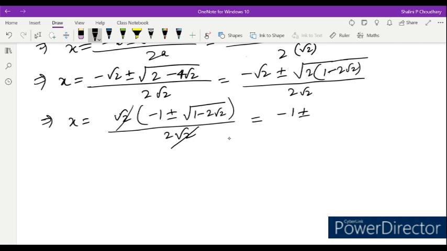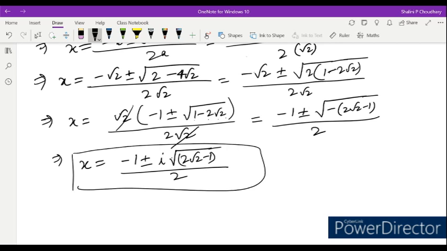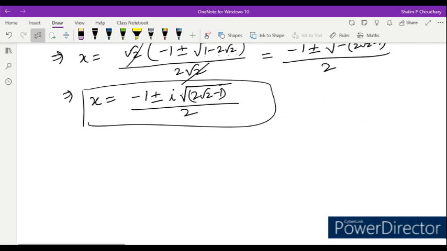plus minus, okay, 1 is lesser than 2 root 2, so minus we can take common and it should be 2 root 2 minus 1 divided by 2, so x के 2 roots will be equal to minus 1 plus minus I square root of 2 root 2 minus 1 divided by 2. Okay, so these are the 2 roots of x.